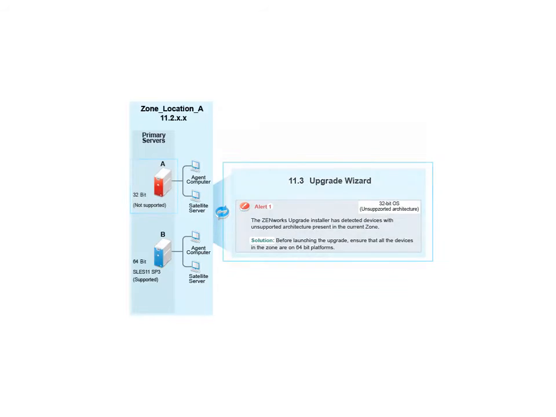The upgrade fails and displays an error message, indicating that the primary server's architecture is not supported in ZENworks 11 SP3. As a result, John has to migrate the primary server from the unsupported architecture to a supported server architecture before he can resume the primary server upgrade.